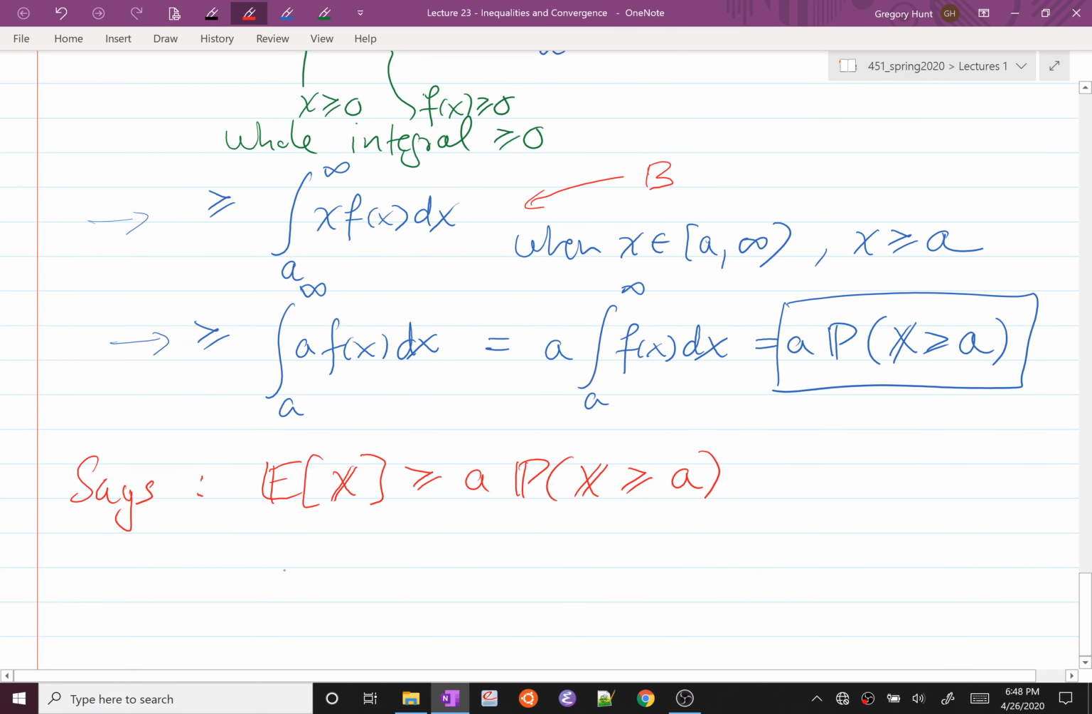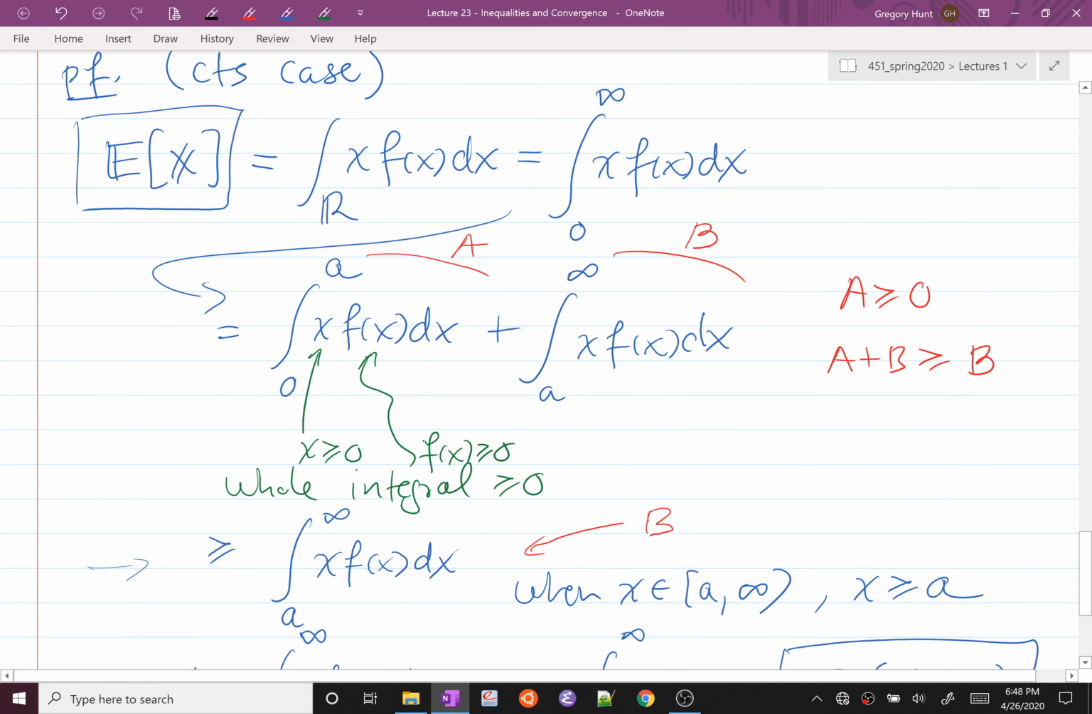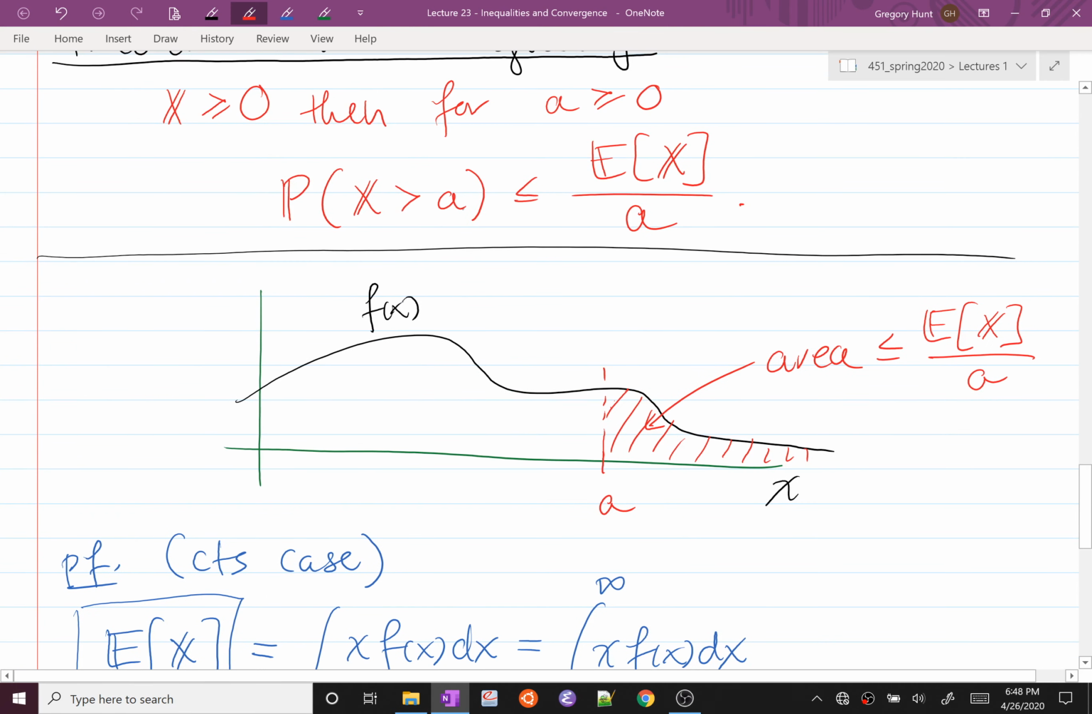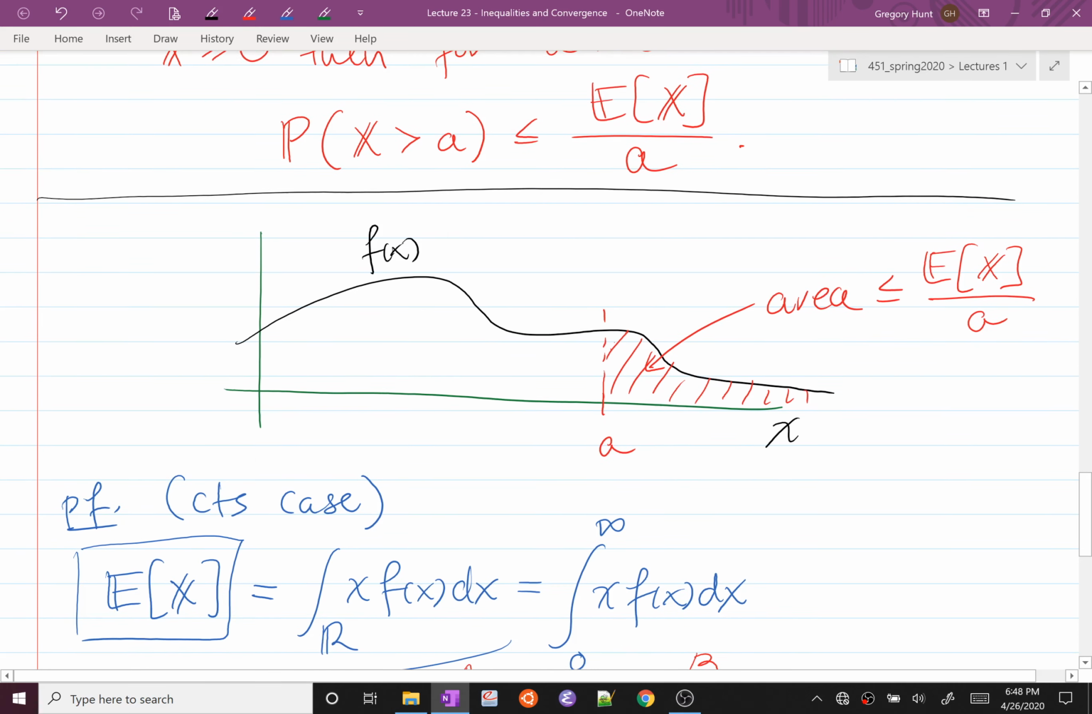Or I can rearrange this and say that the probability x is bigger than or equal to a is less than or equal to its expectation divided by a. Okay. And that was exactly the statement of Markov's theorem, that says that probability x being bigger than, you could say bigger than or equal to, for continuous doesn't really matter, is always less than or equal to the expected value of x over a.